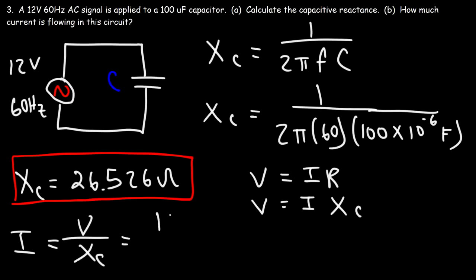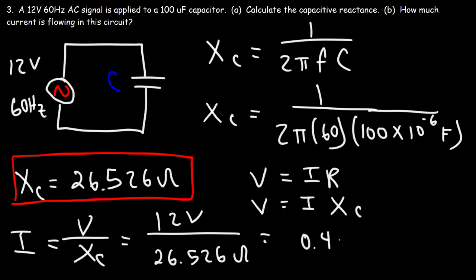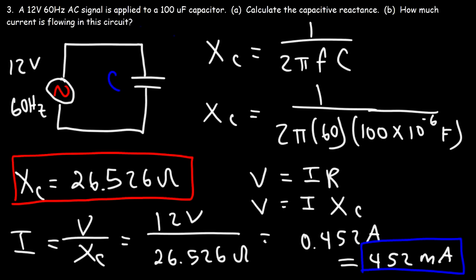The voltage is 12 volts. The capacitive reactance, 26.526 ohms. So this is going to be 0.452 amps. And you could say that's the same as 452 milliamps. So that's it for number 3. So that's how you can calculate the current of a circuit like this.